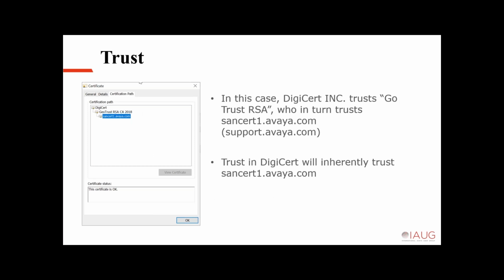So again, if I go to that Avaya.com certificate and pull it up, I can see over here that this sanscert1.avaya.com, which is what they're presenting for that site, is trusted by GeoTrust RSA-CA 2018, which is trusted by DigiCert. Now, as long as I trust DigiCert, which in this case my computer does, I now trust Avaya.com. And this is how we start building these layers of trust.